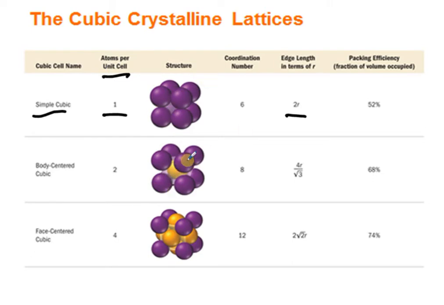If I have something like this that we call a body-centered cube, then I have 2 atoms that belong to that. And I'm going to let you figure out why I say that I have 2 atoms. And if I have a face-centered cube, like this one here, then I have 4 atoms. And again, I'm going to let you figure out why I say that we have 4.